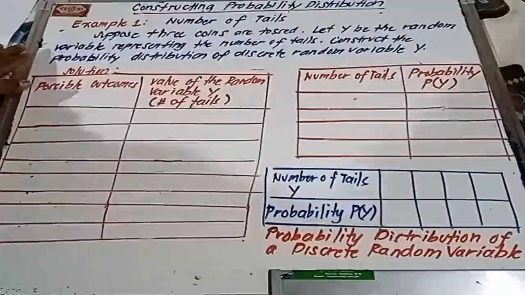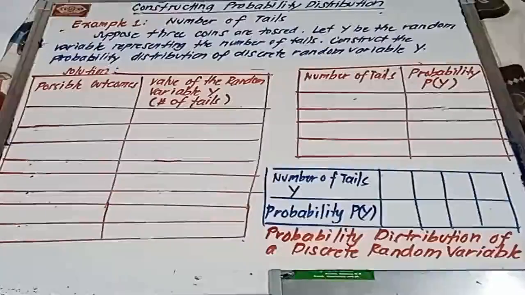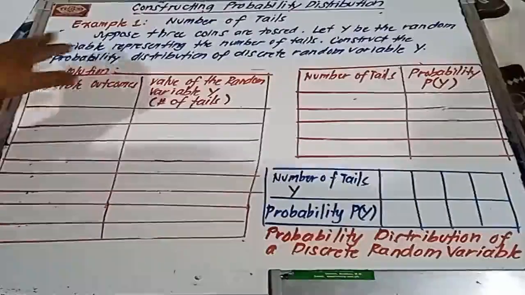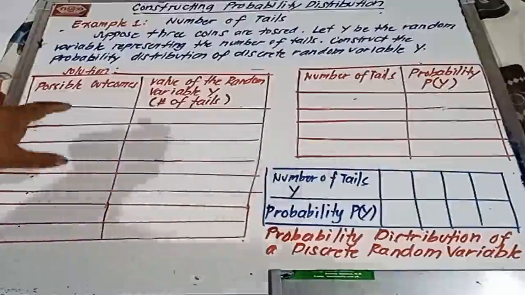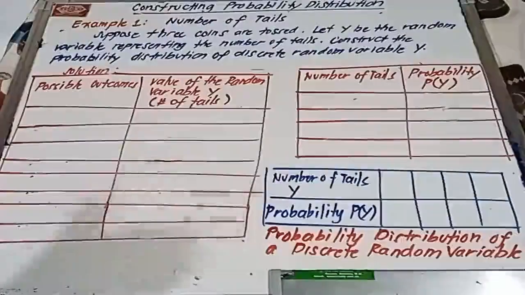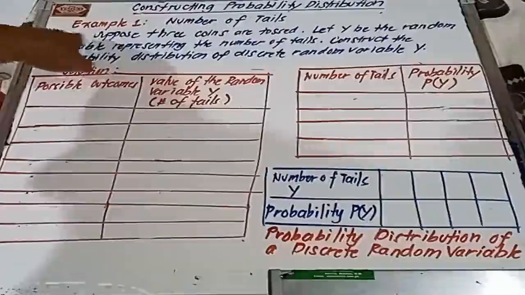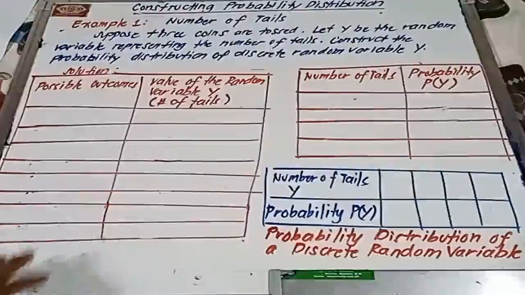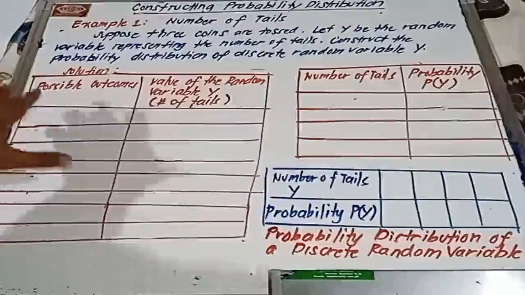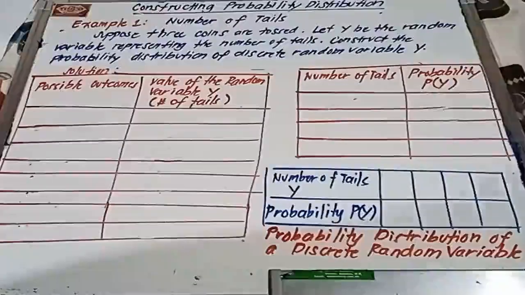Okay, we have here example number 1, number of tails. Yung ating process, or random process. Suppose 3 coins are tossed. Let y be the random variable representing the number of tails. Construct the probability distribution of discrete random variable y. So, ibig sabihin, ang random process natin is nag-toss tayo ng 3 coins, and then yung random variable natin ay number of tails. So, ang gagawin natin, probability distribution or probability mass function of discrete random variable. Naglagay na ako dito ng tables para mas madali na sa atin ma-solve itong example number 1.